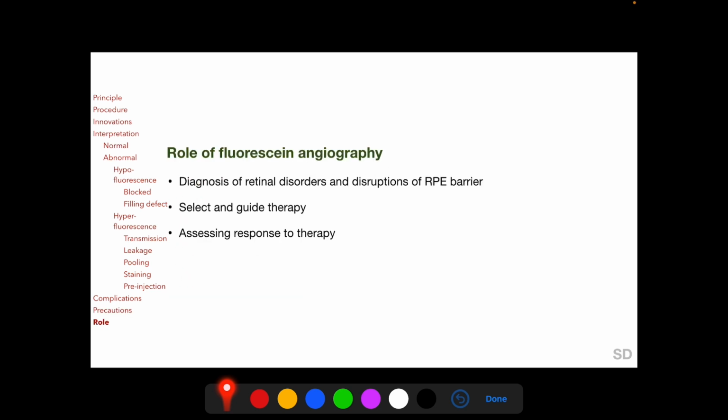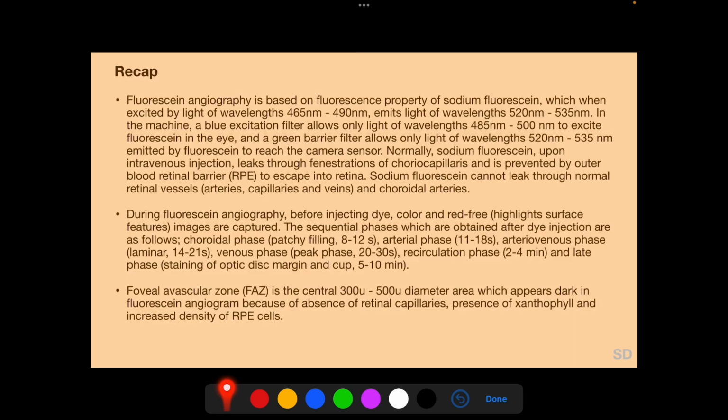As we'll find when we discuss the individual retinal disorders, the role of fluorescent angiography includes diagnosis of retinal disorders and disruptions of the RPE barrier, select and guide therapy, particularly laser photocoagulation, and assess response to that therapy. To recap the salient points, fluorescent angiography is based on the fluorescence property of sodium fluorescein, which when excited by light of wavelengths 465 nanometer to 490 nanometer emits light of wavelengths 520 nanometers to 535 nanometers.